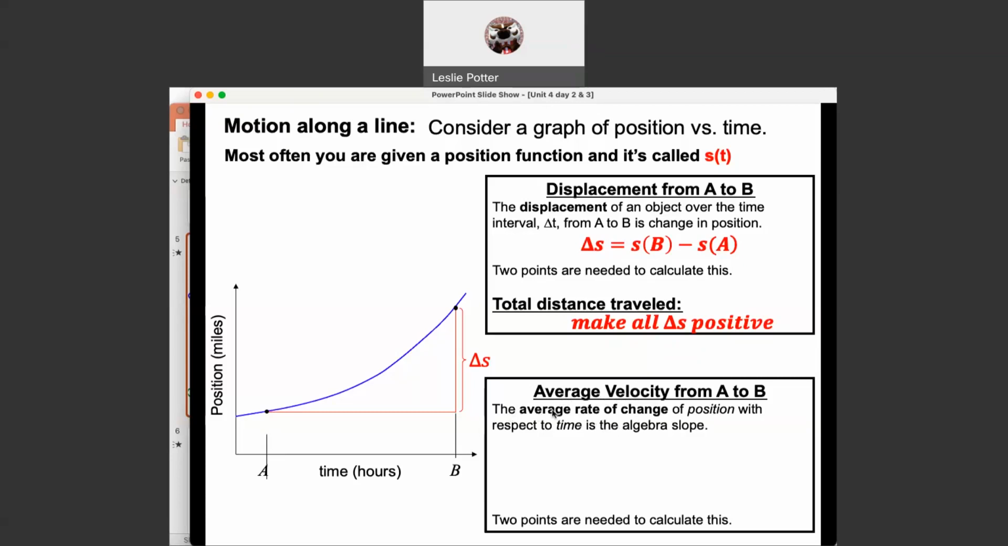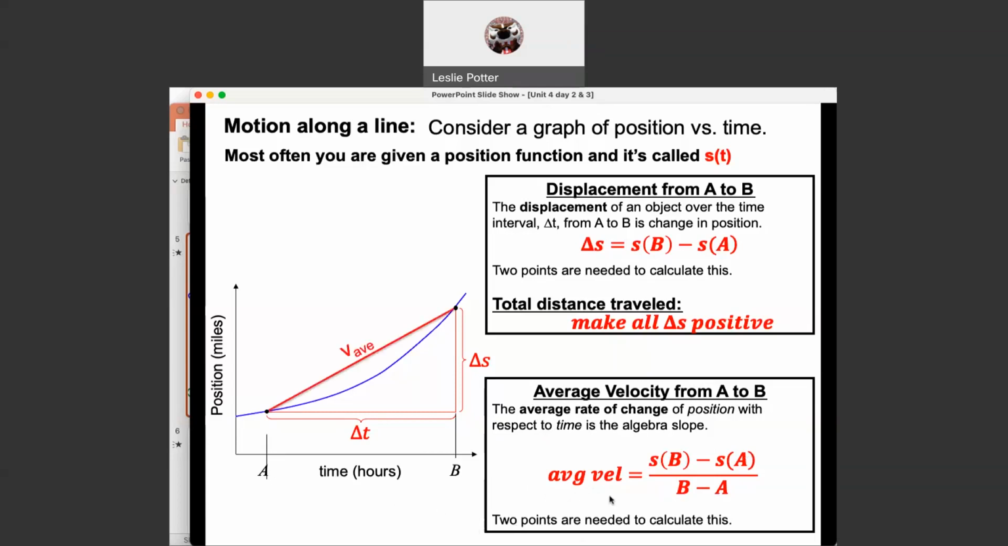So when we see average rate of change, we know that this is algebra slope. So here's the change in time, and here's the change in position. So the average rate of change of position, which is delta s, with respect to time. So with respect to means divided by, with respect to time. So that is time b minus time a. So notice this is just algebra slope. We need 2 points to calculate algebra slope. So in the context of motion, we call it average velocity, even though it's just an average rate of change.